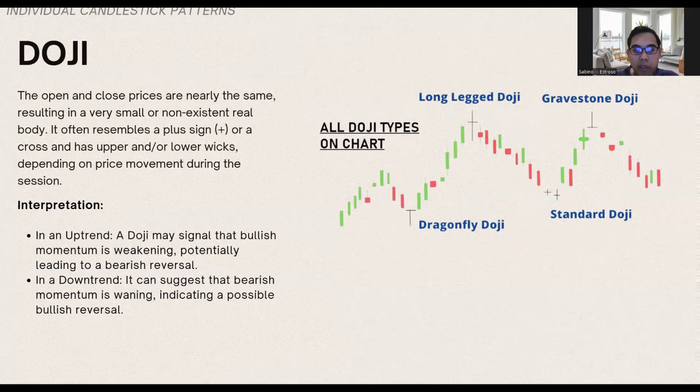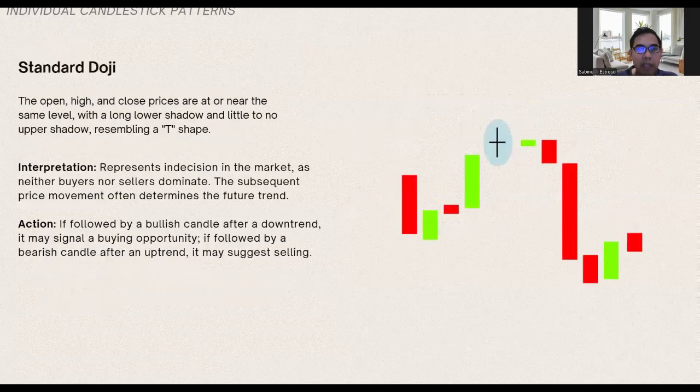Remember, if a doji appears after a strong upward or downward trend, it could signal the weakening of the current trend and that there is a potential reversal. There are four types of doji. The first one is a standard doji. A standard doji indicates general indecision and appears in various market conditions.